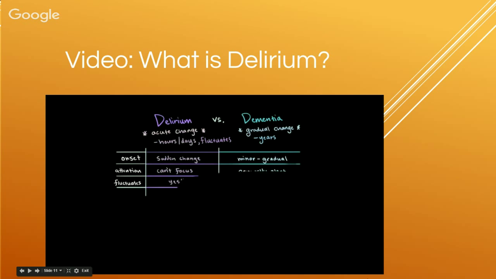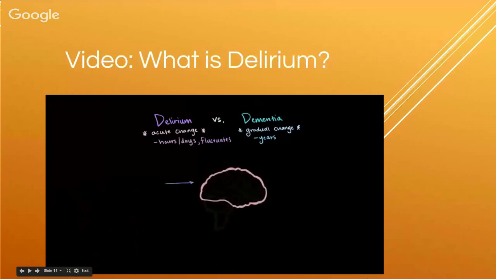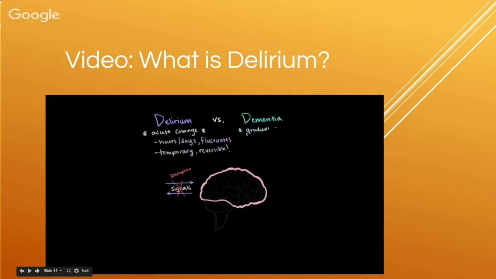Cases of delirium are usually caused by a disruption in the normal sending and receiving of brain signals, which more often than not is from a lack of oxygen or some other substance that the brain's used to receiving. And because of this, and unlike dementia, delirium is typically temporary and reversible, which is a major distinction. It's not necessarily permanent like dementia is.